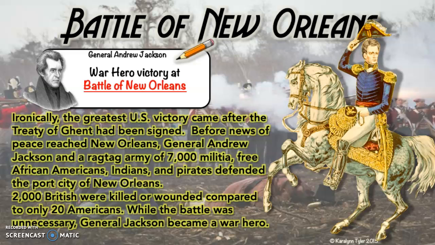All right. Ironically, the biggest victory for the United States came after the Treaty of Ghent was signed. And this happened, of course, because of the communication lag time, which could be weeks for the information of that treaty signing to get to the United States. So before the news of that peace treaty arrived, General Andrew Jackson and a ragtag army of militia and free African Americans and Indians and pirates defended the port city of New Orleans, and they won an incredible victory, killing or wounding about 2,000 British, compared to only about 20 Americans. So very important victory for America, even though it happened after the war was officially over.